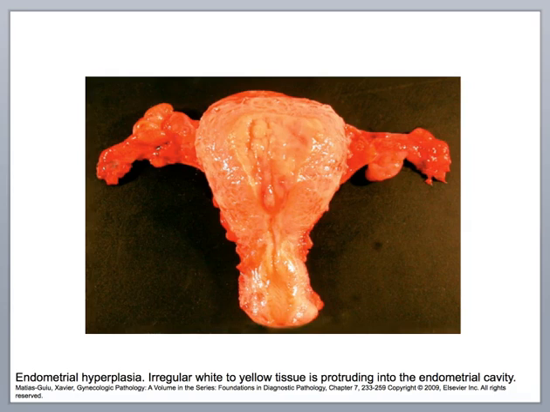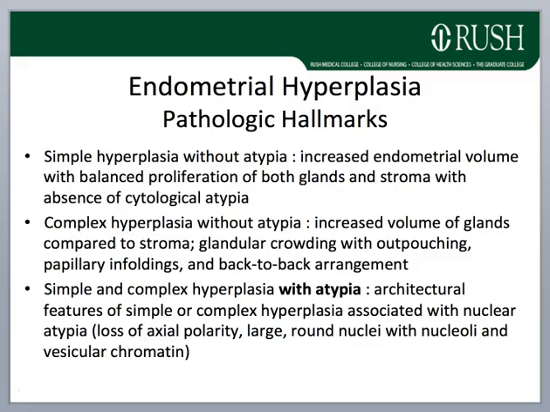This is a cross-section of uterus cut longitudinally. In hyperplastic endometrium, the endometrial lining is often characterized by abundant white to tan tissue that may have a diffuse, undulating, or polypoid distribution and may protrude into the endometrial cavity. The pathologic hallmarks vary according to the architectural complexity and cytologic atypia.